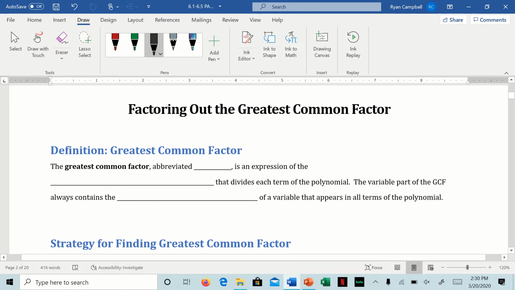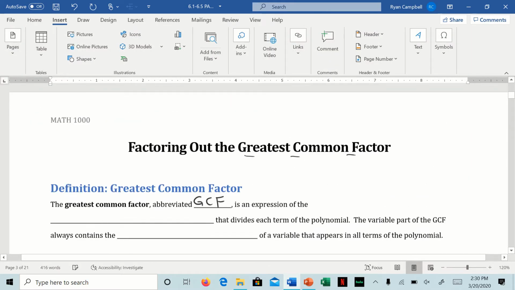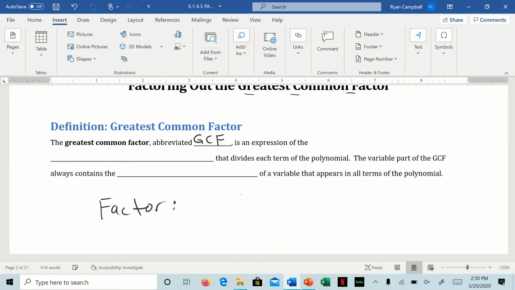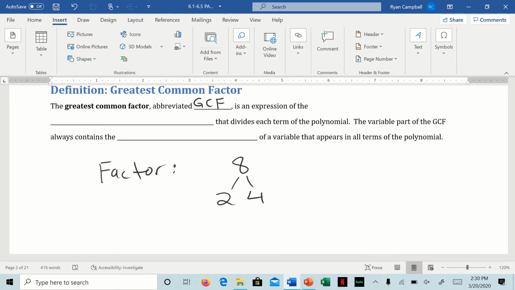So first, let's talk about factoring out the greatest common factor. So that's what that GCF meant, the greatest common factor, abbreviated GCF. First, let's break down all those words before we move on. So, greatest common factor. First, factors. A factor is just anything that can multiply to get something. So we've already talked about how factors of 8 would be 2 and 4. 2 and 4 both multiply to get you 8. So these are factors. Let's now talk about common factors.